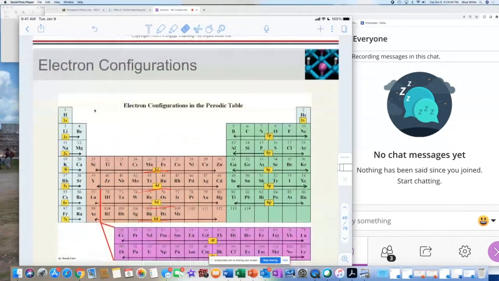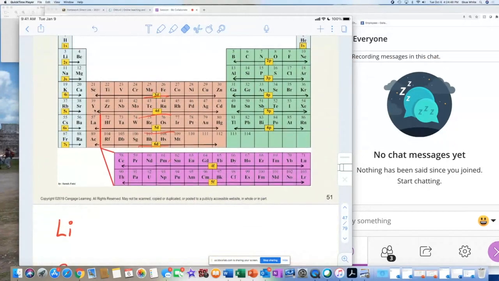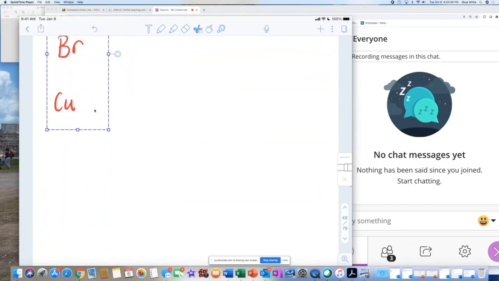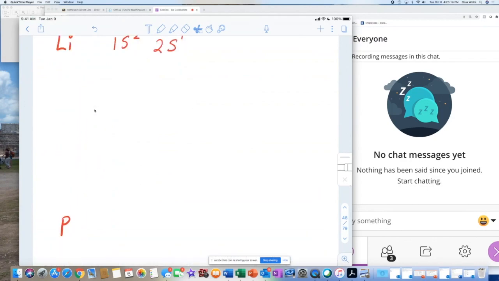Okay. So let me do this for the first one. For lithium, I'll do the quick configuration. The full configuration is 1s2, 2s1. Okay. Let me go ahead and move this to the bottom so we can see how the full configuration is different from the shorthand configuration.